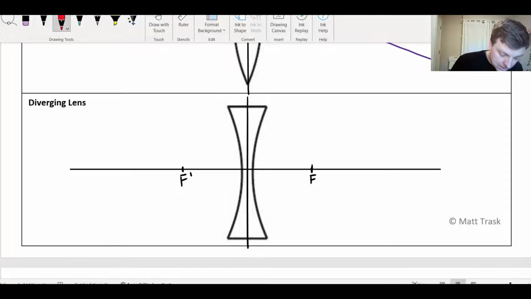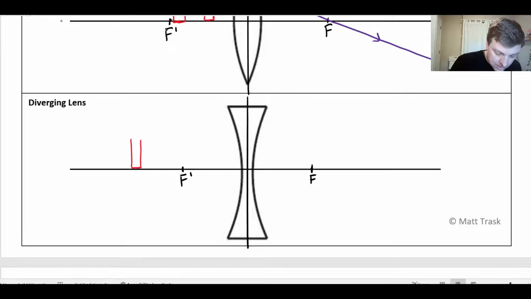So I'll take an object. Okay, I've got my lovely arrow. Not feeling too creative today. Okay. Good enough. My arrows are getting worse as I go. That's fine.